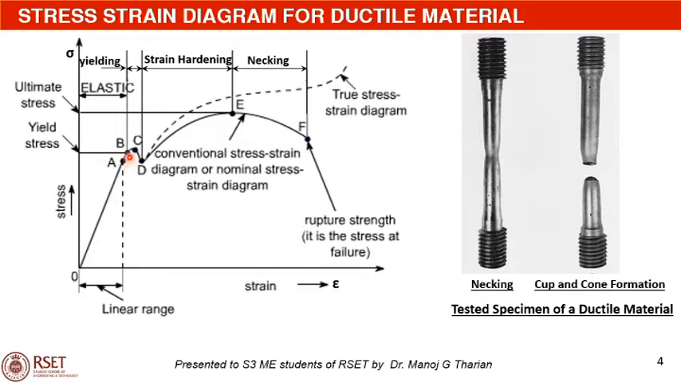From A to B, the slope of the curve keeps on decreasing. Up to B, the deformation is elastic. That is, when the load is removed, the material regains its original shape. Beyond point B, there will be considerable extension of the specimen without any noticeable increase in the tensile force. Even the load reading will decrease slightly. This phenomenon is called yielding. Yielding starts at point B.